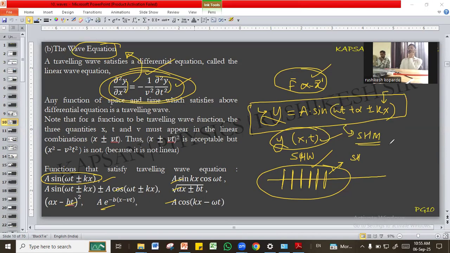Even if the wave is not simple harmonic, it has to satisfy this equation. Everyone has to satisfy the wave equation. If you are a traveling wave, you have to satisfy this equation. And this is your speed squared, the speed at which the wave is propagating from one place to another.